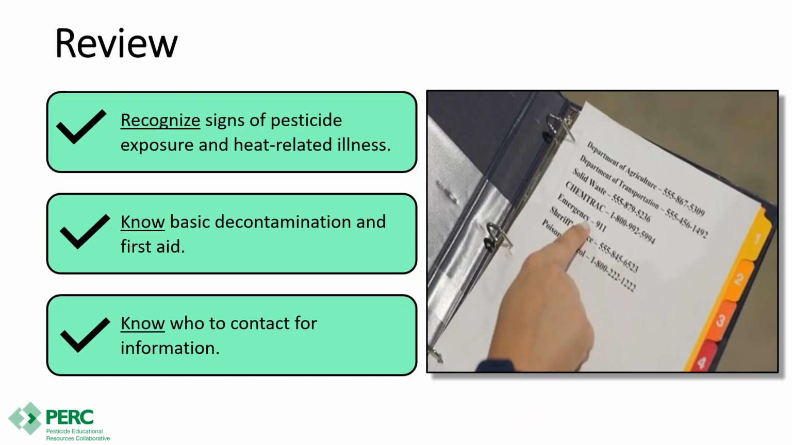We have also reviewed what to do should an exposure occur, how to recognize the signs and symptoms of pesticide exposure and heat-related illness, and the importance to know basic decontamination and emergency first aid procedures. If you suspect a pesticide use violation, contact your state or tribal agency responsible for pesticide enforcement. Know who regulates the use of pesticides in your area and have those contacts available. Remember that states and tribes may have more restrictive requirements, and it is important to be aware of and comply with all applicable regulations.